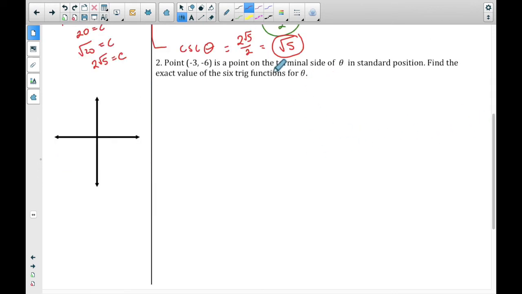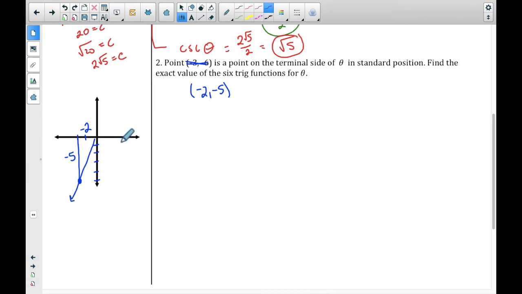Number 2, I actually think I'm going to change number 2 because as it is, it turns out to be too similar to the previous one. And so I just want to make it one that isn't quite as similar. Let's say that this is negative 2, negative 5 instead. And the reason, again, was just that otherwise the answers come out really similar to the one up above it. So I want to try something different.